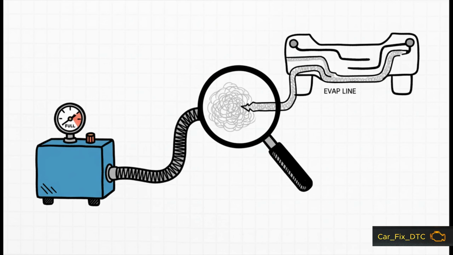A mechanic will use a smoke machine. They hook it up and gently fill the whole EVAP system with a harmless visible smoke. Then they just watch. Wherever you see a little puff of smoke escaping, bingo, that's your leak. It's the fastest, most surefire way to find a pinhole you'd never see otherwise.